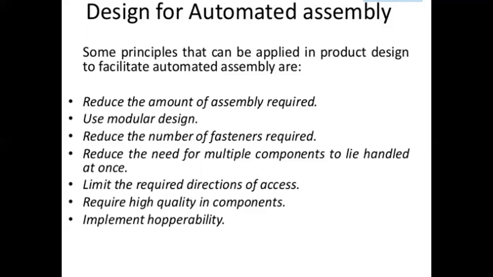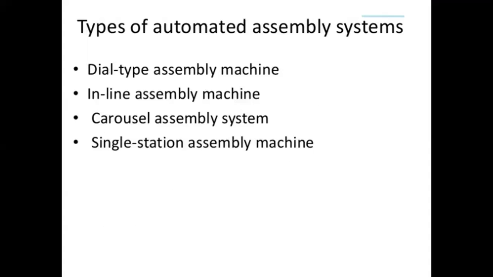Limit the required directions of access. Say, for example, if you are assembling the doors, you should assemble all the doors at one time. You should not assemble one door, then remove and assemble another door again. It should not be like this. So the required direction of access should be the same. Next, require high quality in components. Obviously, by common sense, we can say that high quality is required for the components. Implement operability.